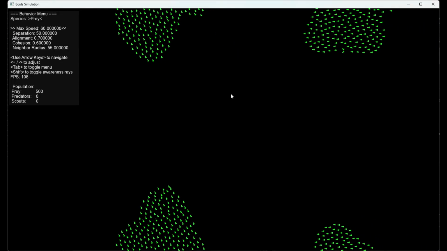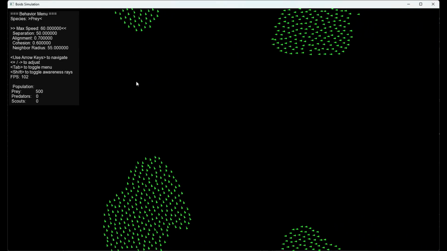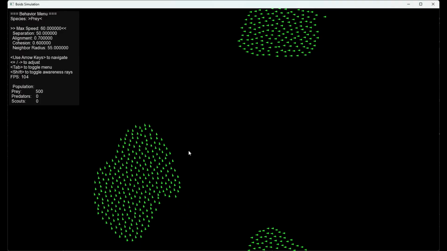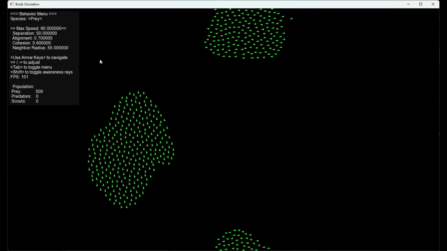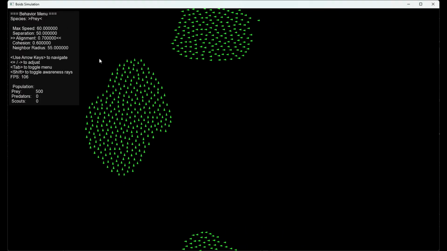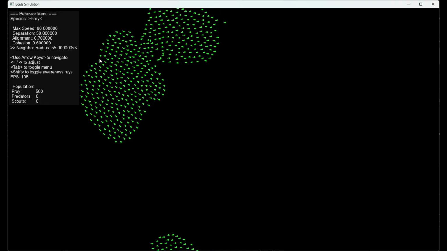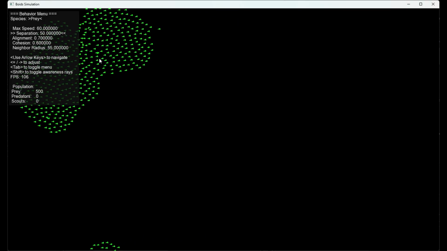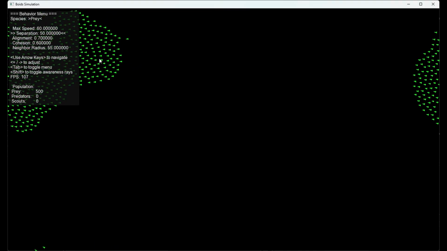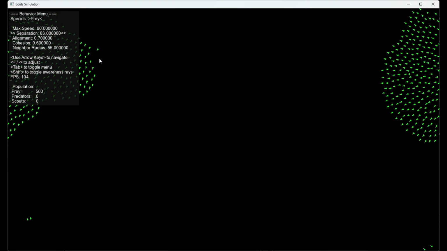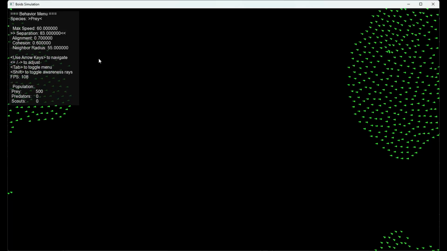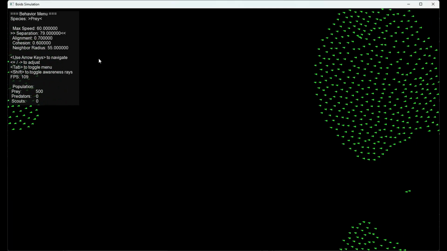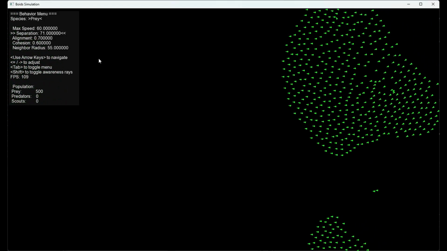Alright, so this is my Boids simulation. Boids is birdoid objects. They follow three simple rules: separation, alignment, cohesion, and then they have a radius that they can see. So say if you set your separation very high, then they don't want to be very close to each other. That's the goal of separation, so they try to avoid each other.